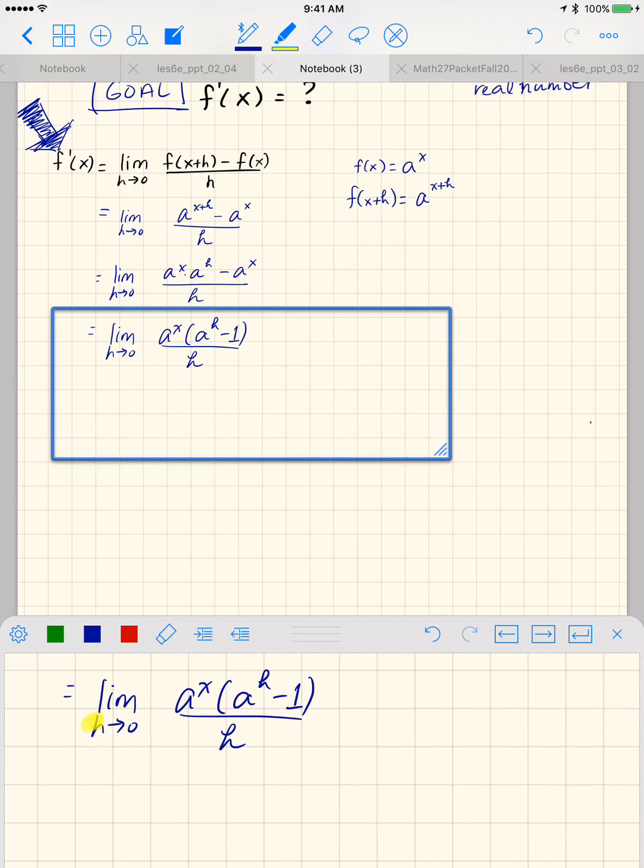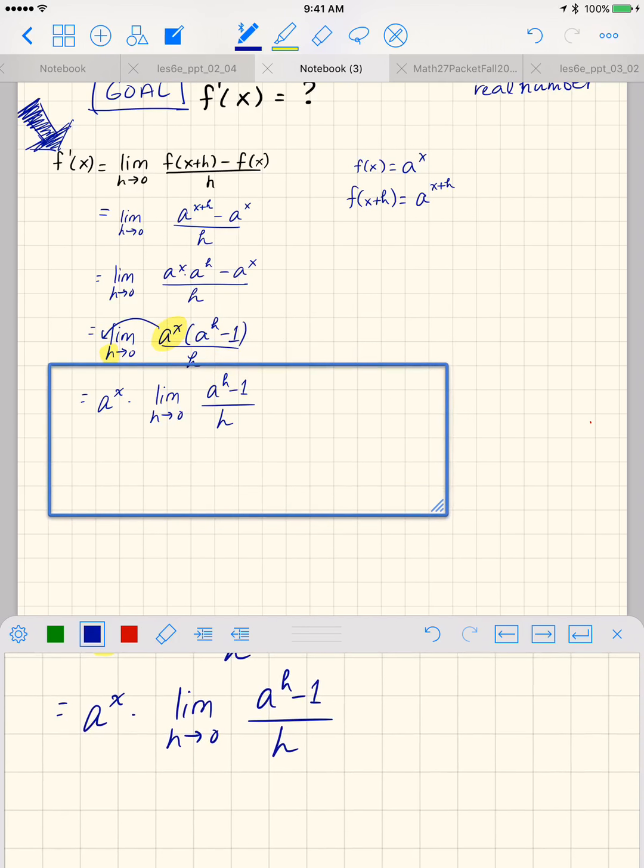Now remember, we're taking the limit as h goes to 0, so this a to the x is essentially a constant because our limit is involving h. So a to the x has nothing to do with h, so we can just bring it right on in front. We use our limit laws to say this is equal to a to the x times the limit as h goes to 0 of a to the h minus 1 over h.